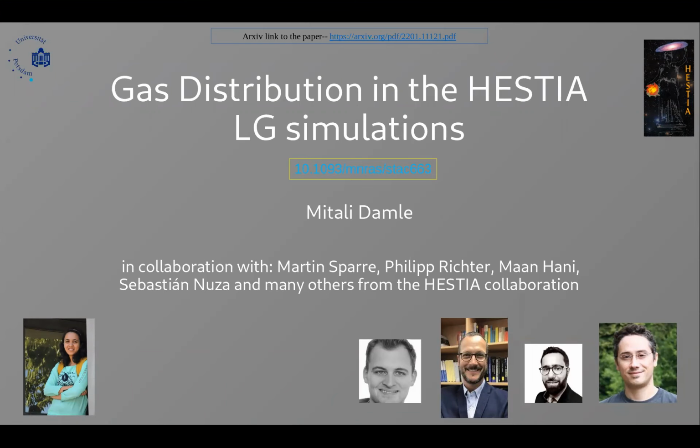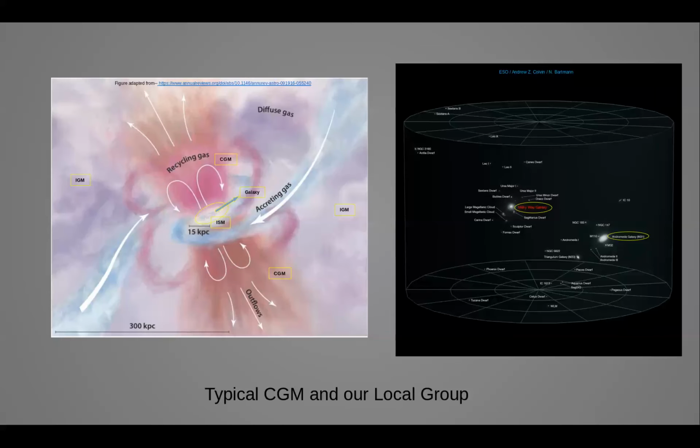Today I will be discussing our work in the recently published paper on the CGM and local group simulations. The CGM of a galaxy encompasses all the typically low-density gas lying between the super dense interstellar medium and the super diffuse intergalactic medium. This diffuse gas is extremely diverse in the temperature-density phase space and hence quite complex in nature.